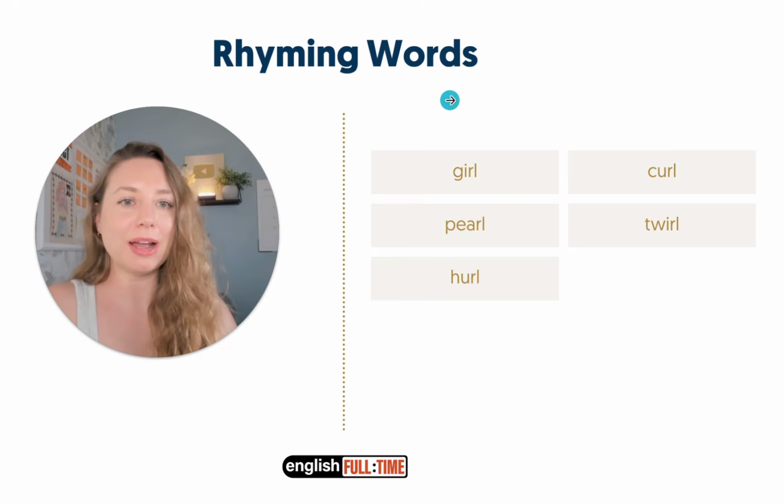Next, we have rhyming words. The only thing that changes here is the initial sound. We have girl, pearl, hurl, curl, twirl. Again, girl, pearl, hurl, curl, twirl.